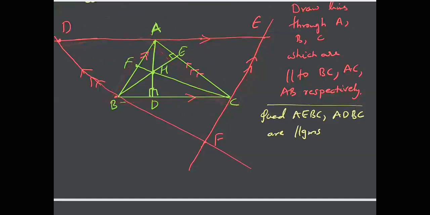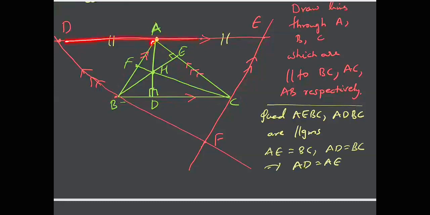Okay. So now if these two are parallelograms, then I can say that AE is equal to BC and AD is equal to BC, right? AE must be equal to BC because the opposite sides are equal in a parallelogram, and AD must be equal to BC. So I can say that A is the midpoint of side DE because these two are also equal. This implies that AD must be equal to AE. So we have proved that A is the midpoint of DE, and AD is definitely perpendicular to BC, right?